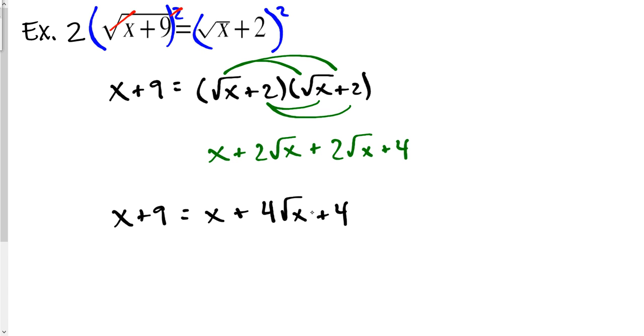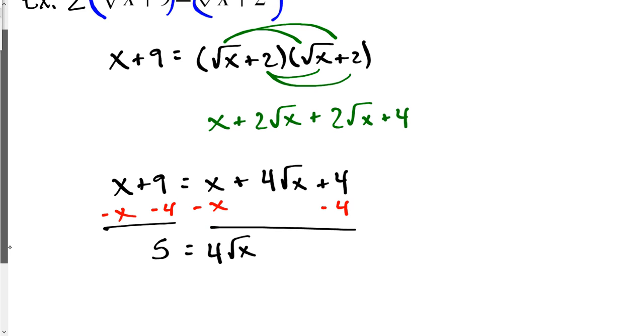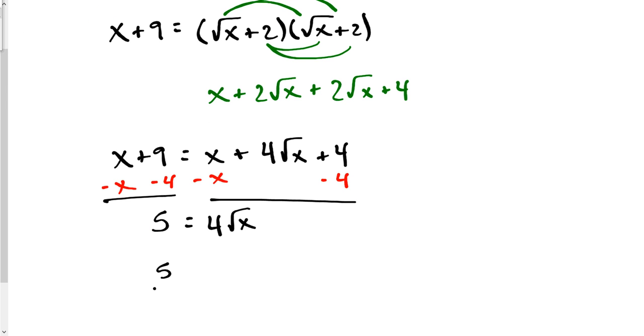So now we've just got this one radical here, so let's isolate it. Let's subtract an x and subtract a 4 from each side. So we end up with 5 equals 4 root x. And then to get the root x by itself, I need to divide by 4. So if I scroll down a little bit, I end up with 5/4 equals the square root of x. Well, that's a fraction. Okay, cool. You got a fraction. Whatevs.